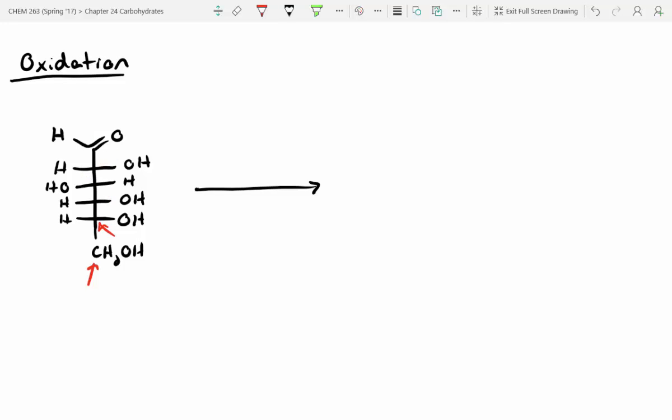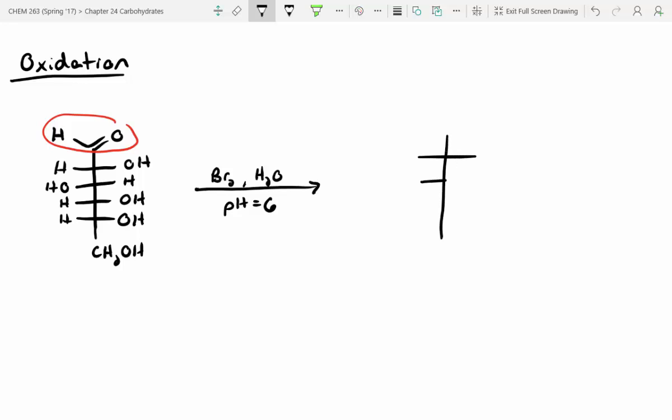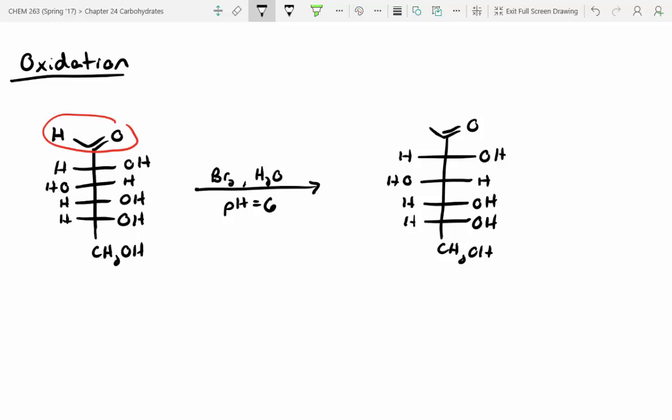For this example, the only position that we're going to oxidize is the aldehyde. And when we oxidize this, we're going to turn it into a carboxylic acid. To do this, you actually just use bromine and water, and you buffer it to a pH of 6. Now we've still got these interior stereocenters at the same positions. We've got our CH2OH down here, but now in this uppermost position, we formed a carboxylic acid.